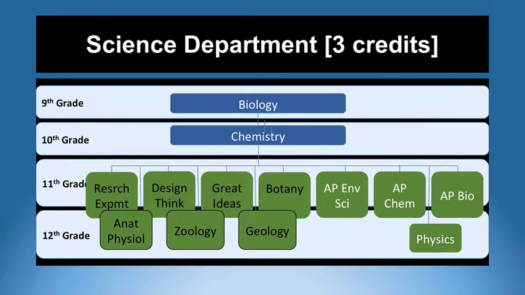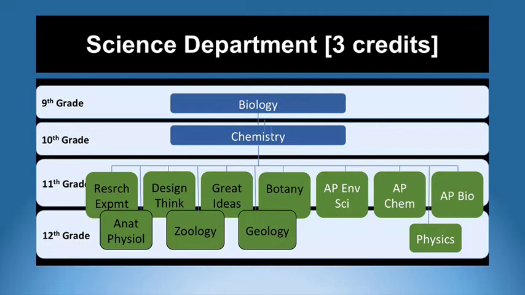In the sciences, everyone takes biology and chemistry. And then they can choose a third year. They need 3 full years of science, and they can get that third year through any 2 of those courses on black. The first one's research and experimentation, and then design thinking, and then great ideas in science. The rest are pretty self-explanatory.